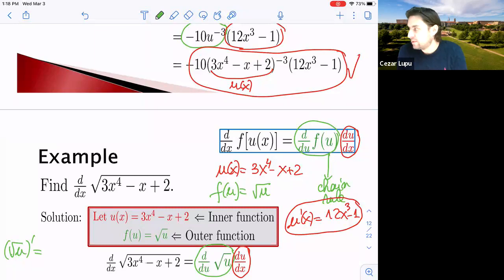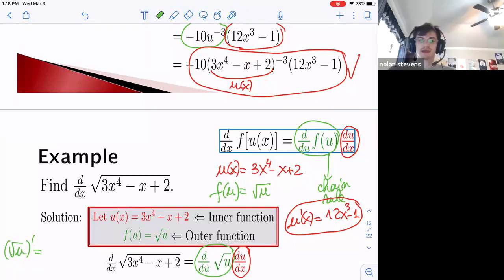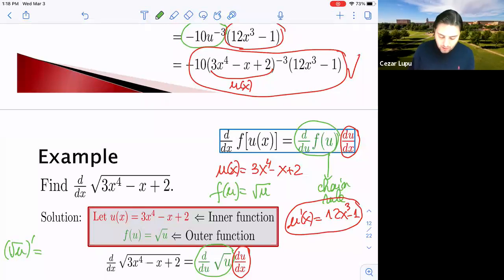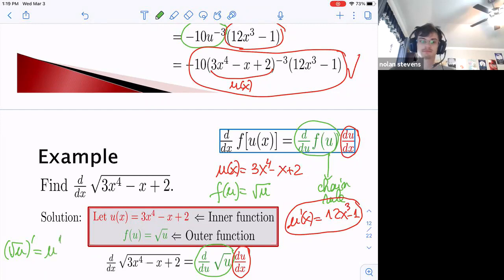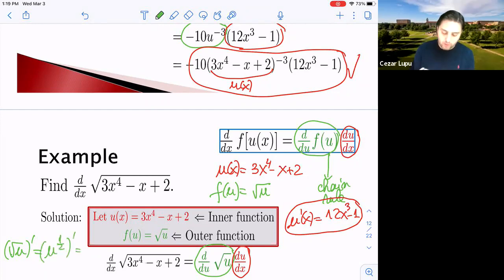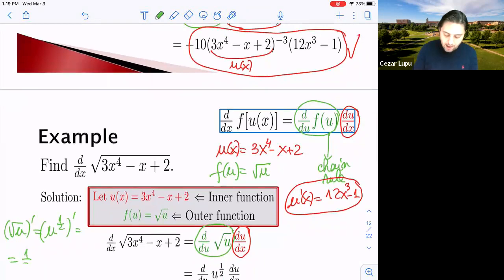So if you have square roots, what did we see earlier? In the previous example, what did we see? Well, we had rationals, but even when we have square roots, what? U to the power of 1/2. Exactly. U to the power what? 1/2. So it's u to the power 1/2, prime, correct, which will be equal to what? 1/2 times u to the power 1/2 minus 1.